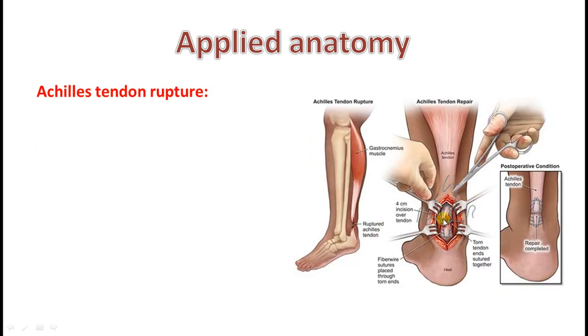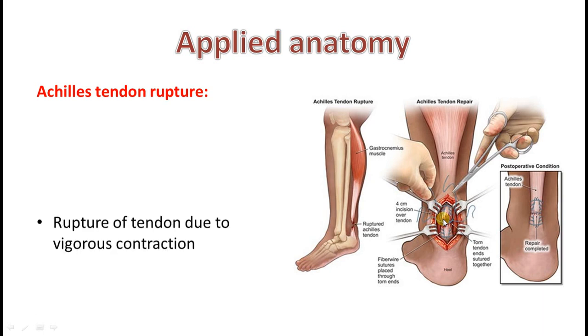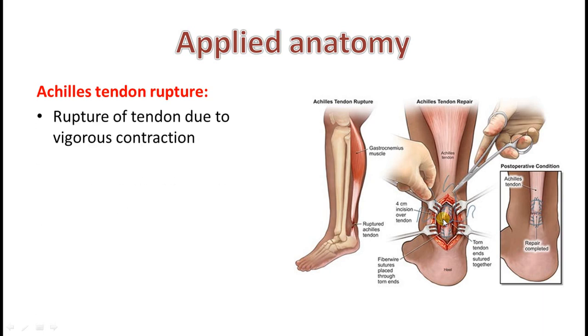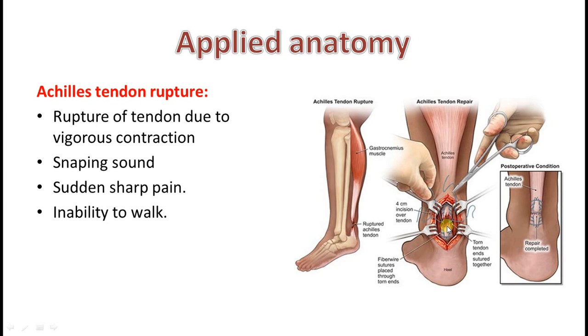Rupture of the Achilles tendon is mainly due to sudden and forceful contraction. The tendon might get torn, and you get a snapping sound and sharp pain. You won't be able to raise the heel, so it is not possible to walk. Only after surgical repair of the tendon is the function restored. Okay, Achilles tendon rupture.